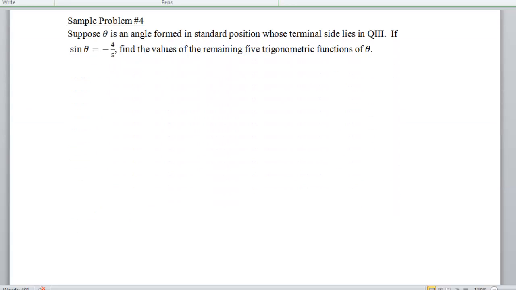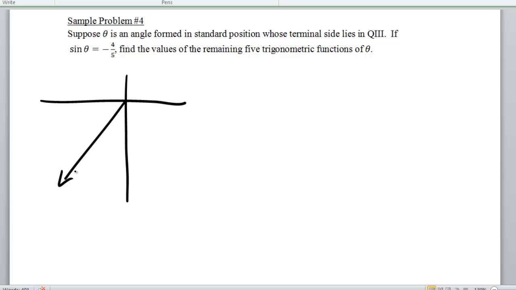Okay, so let's take a look at sample problem number 4. Sample problem number 4 tells us that we have a terminal side in quadrant 3. They didn't give us an exact point, but they did tell us where the terminal side was, and we knew it was in quadrant 3. And of course we're going to use the reference angle here to set up our right triangle. At this point I really don't have any other information except they told me that the sine of the angle is equal to negative 4 over 5.